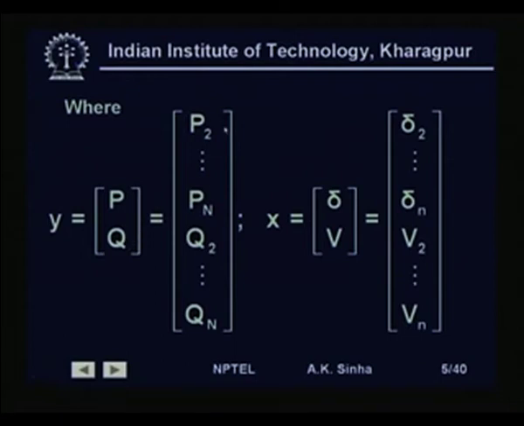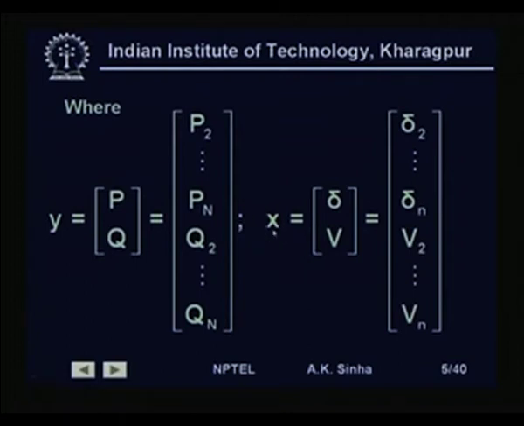Here we have assumed that bus 1 is a slack bus for our purpose. For the slack bus, since we know the voltage magnitude and angle, we do not have any real power or reactive power specified. So, we do not have any P1 and Q1 in this vector y. So, we have P2 to Pn and Q2 to Qn.